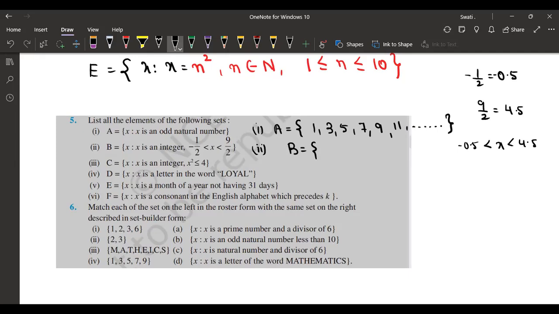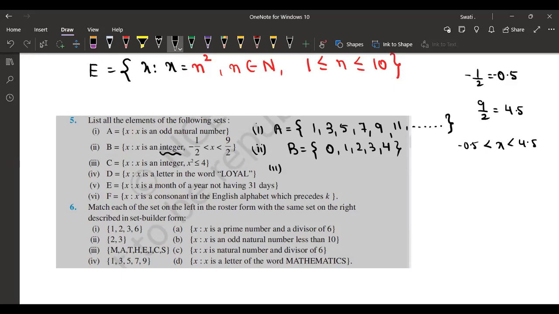So x is greater than -0.5, so the very first integer is going to be 0. Of course, there will be no decimal answer because it is saying integers. Integers are the complete numbers, the whole numbers. So 0, then 1, then 2, then 3, and then 4 also, because it is lesser than 4.5. So it is 0, 1, 2, 3, 4.